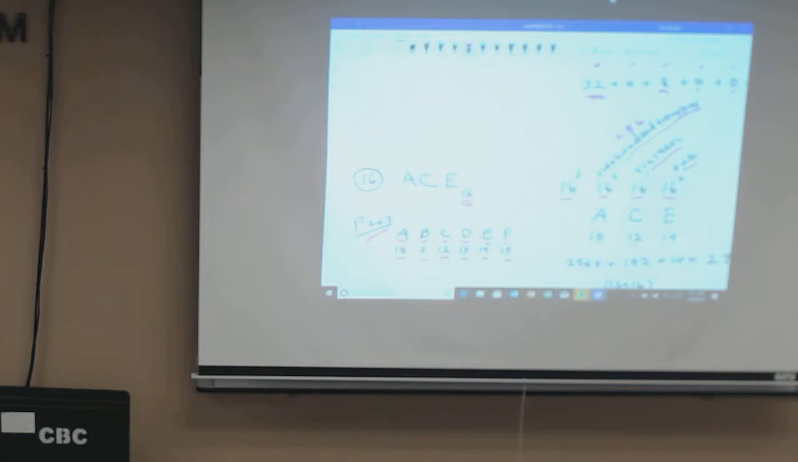Now watch, I'm going to translate from base 16 to base 10, to decimal. So I have A in the 256 column. What's A stand for? 10. So I have 10. What's 10 times 256? 2,560. You follow that? Everybody follow that?